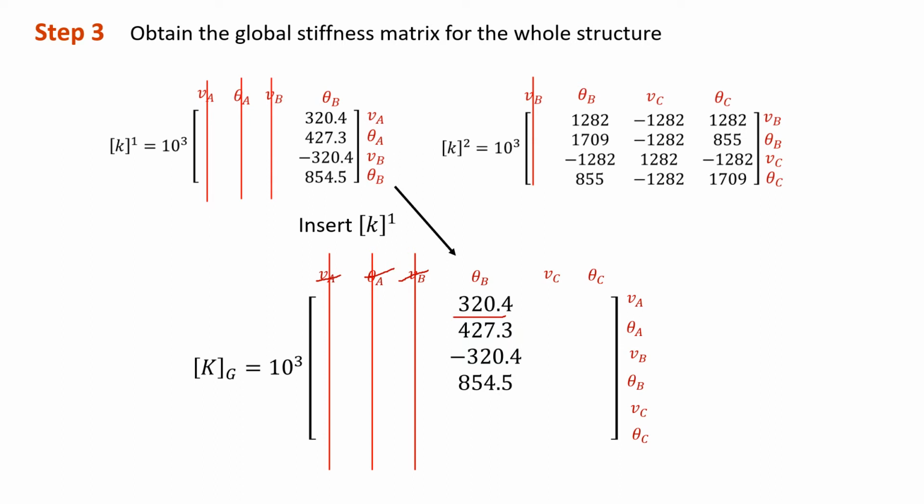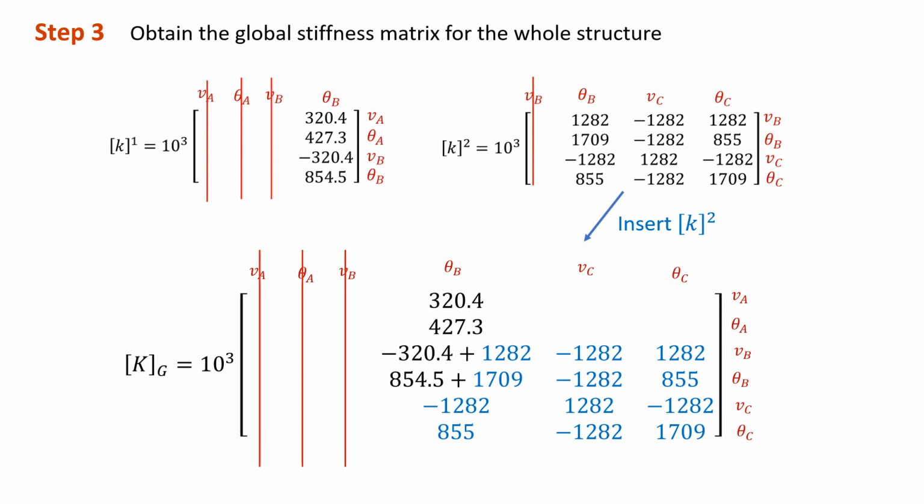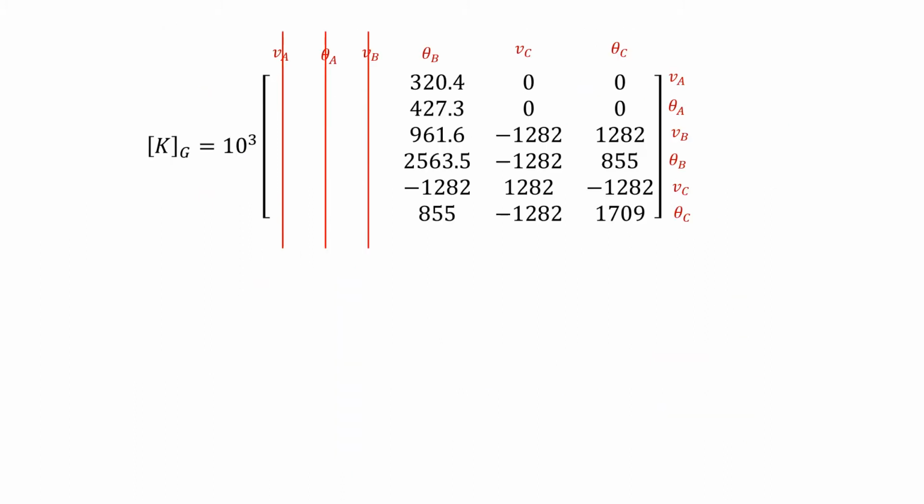Next, once we insert the K1, the second step is to insert the K2 matrix into this global matrix. For element 2, the K matrix starts from theta B and VB, so we just need to include those. We need to get the summation later on. Once we insert the K2 into this global matrix, the next step is to get the summation of those values.